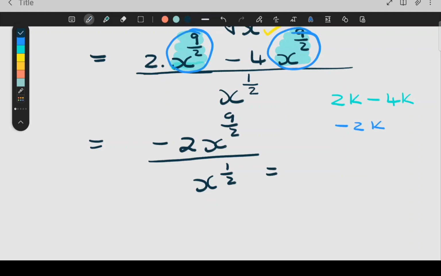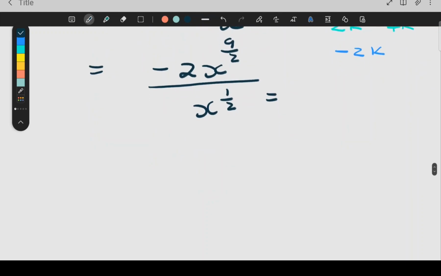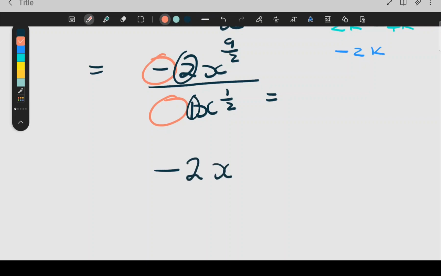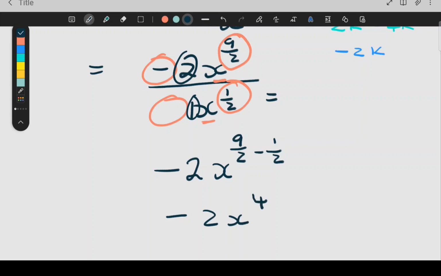From here, we do normal algebra. A negative over a positive is a negative. 2 over 1, there's an invisible 1, is still 2x. When the base numbers are the same and you divide, you minus the powers. So that means top minus bottom. So this will give you negative 2x to the 4. And that is the answer. Well done.